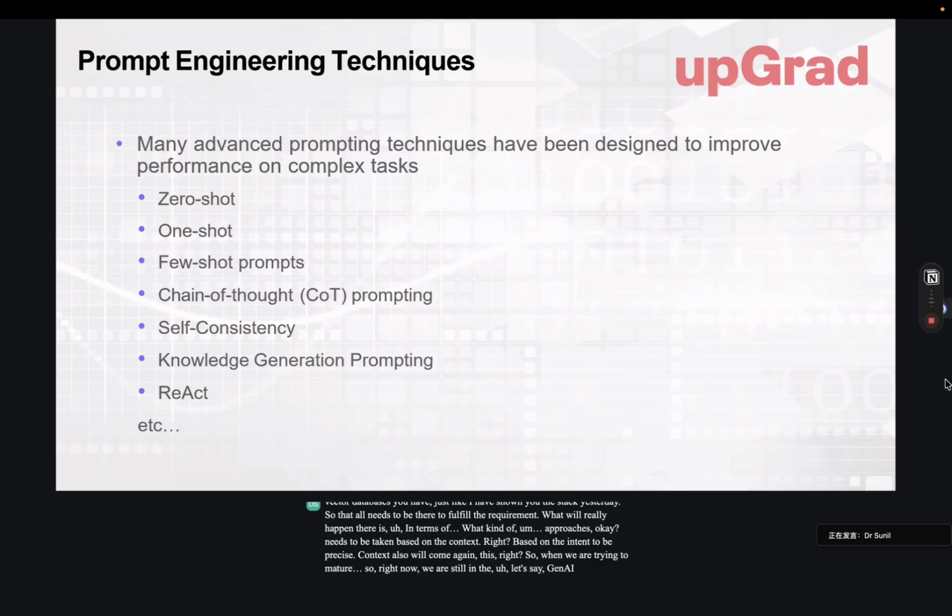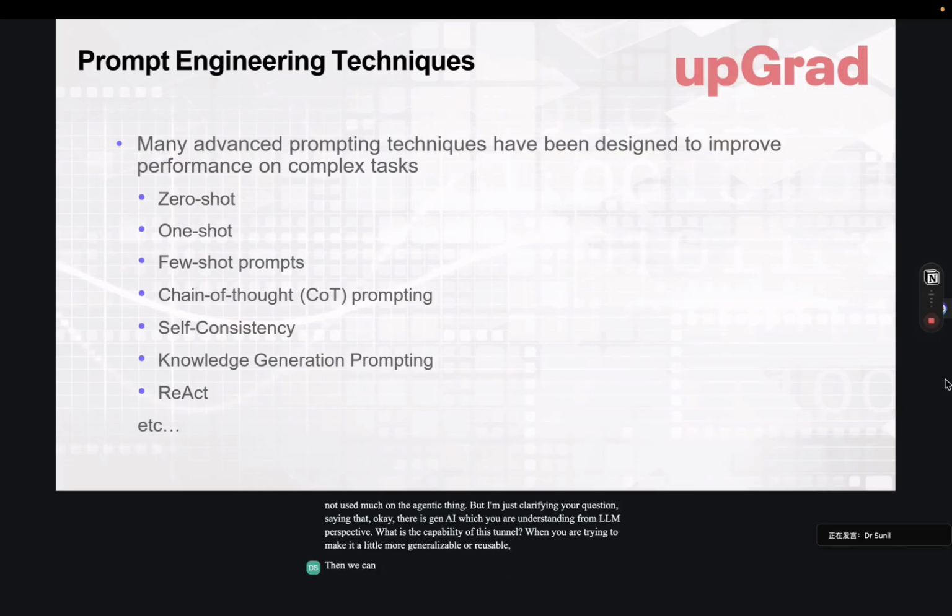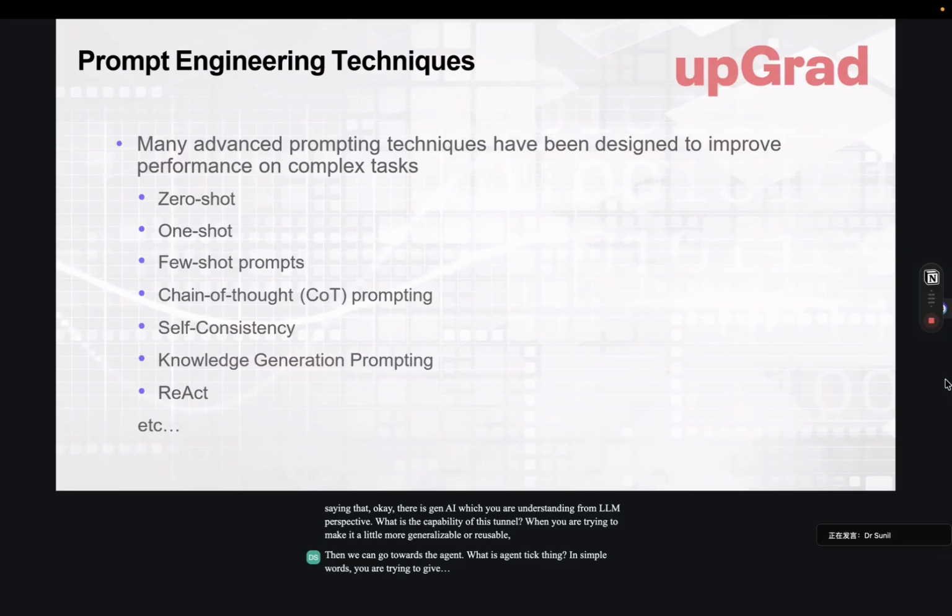I have not used much of the agentic thing, but I'm just clarifying your question. There is Gen AI, which you understand from the LLM perspective, and what the capability of this is. When you try to make it a little more generalizable or reusable, then we can go towards the agent. What is the agentic thing? In simple words, you are not defining a step-by-step process. You define a goal, and let it reason and plan for it. A general LLM may not be able to do that.